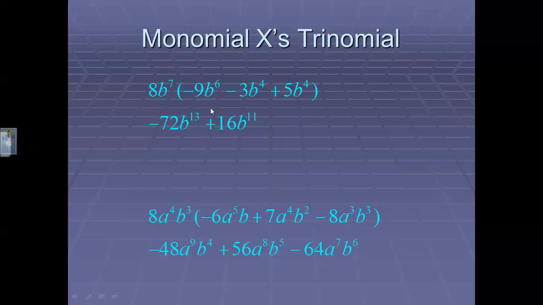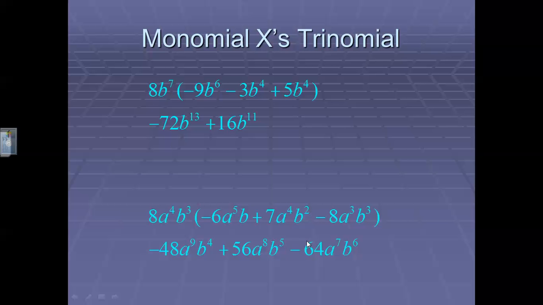On our second problem, the final answer should be negative 48 a to the 9th, b to the 4th, plus 56 a to the 8th, b to the 5th, minus 64 a to the 7th, b to the 6th. And we know that this is our final answer. When we're looking for like terms, remember they have to have the same bases and all the same powers. So I can only combine this with another term that had an a to the 9th, b to the 4th, which none of these do.